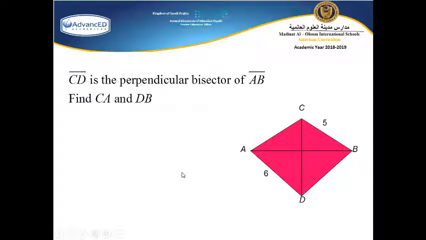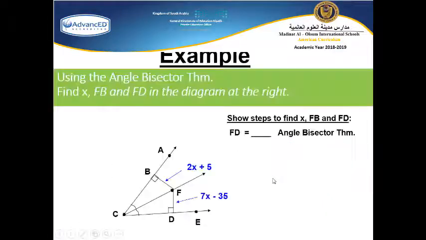Let's solve this example. CD is a perpendicular bisector, and we are given CB equals 5. Let's find CA and DB. Since CD is the perpendicular bisector to the segment AB, point C is equidistant from the endpoints A and B. Then CB equals CA equals 5. And also D lies on the perpendicular bisector, then DA equals DB equals 6.